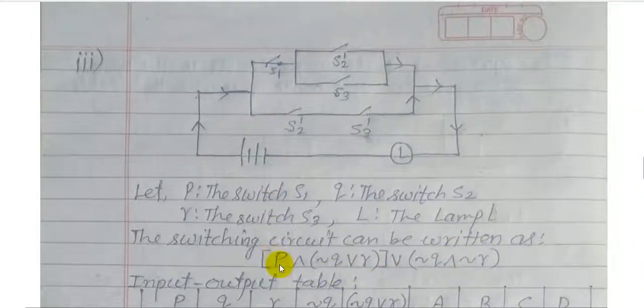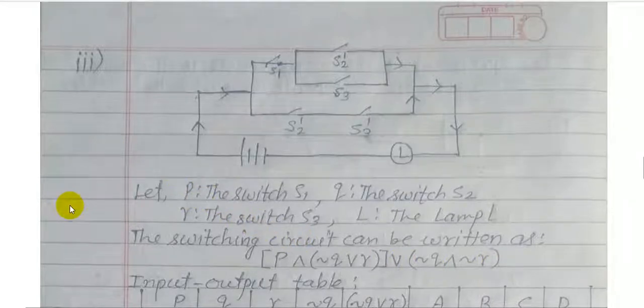S1 means P. Then AND, because it is continuous here. Then they are in parallel, so S2 means Q, S2 dash means negation Q, so P and negation Q, or OR. This is one set of the diagram, so we write it in a rectangular bracket. After that, for the second branch we write OR because it is in parallel, so OR S2 dash S3 dash, they are in series, so we write negation Q and negation R.